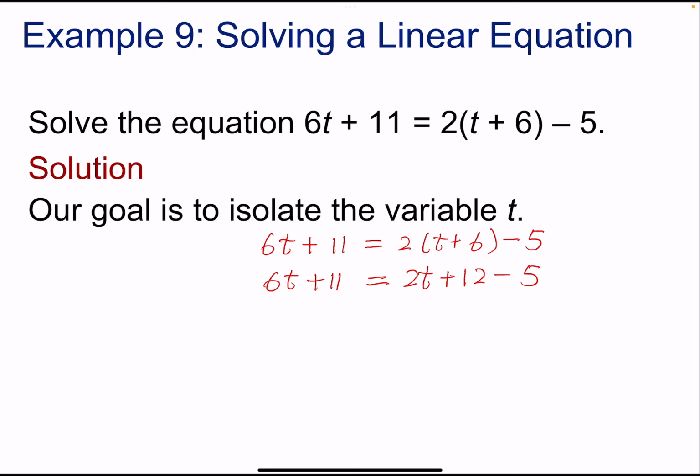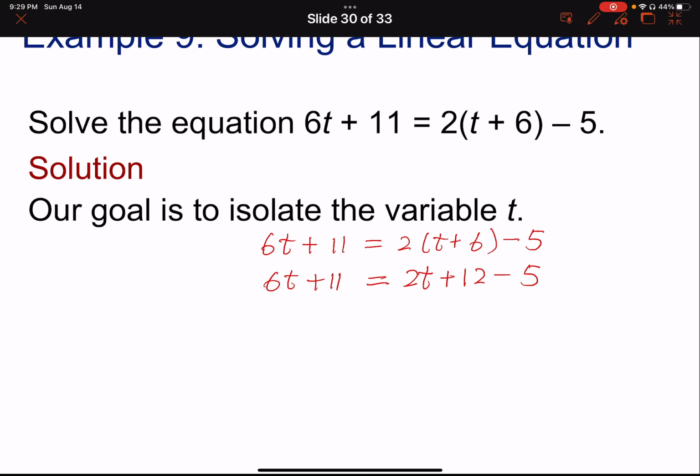And then let me try to change the color. So then what we need is to move 2t to one side, and we need to move 11 to this side, right? So that's the general idea, okay? So let me change the color to red again. So let me copy 60 plus 11 equals 2t plus 12 minus 5, right?